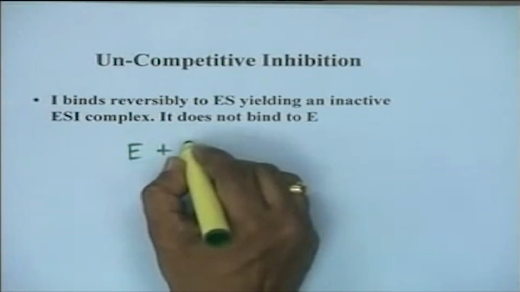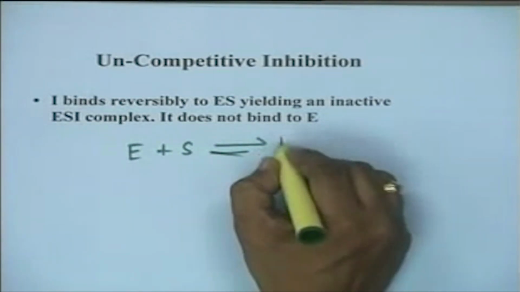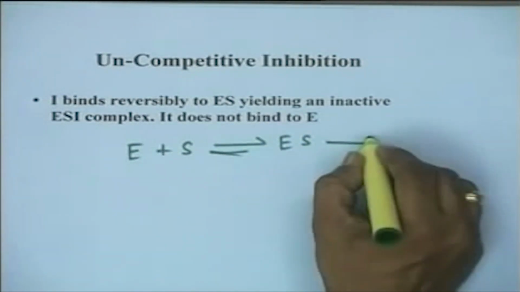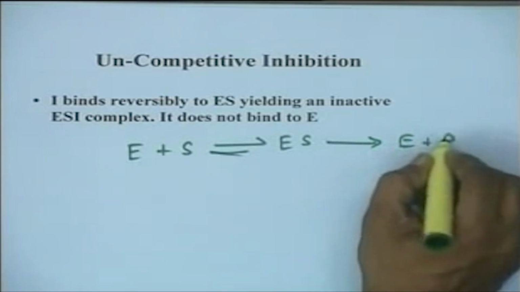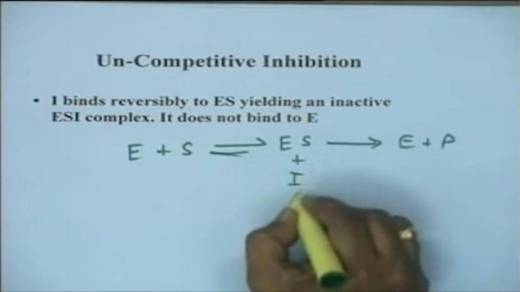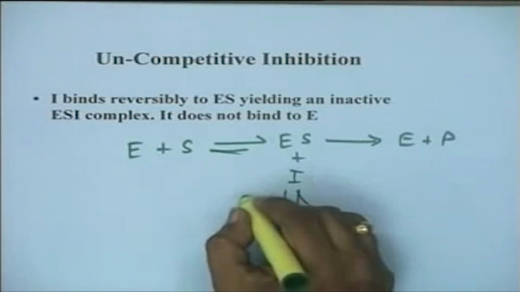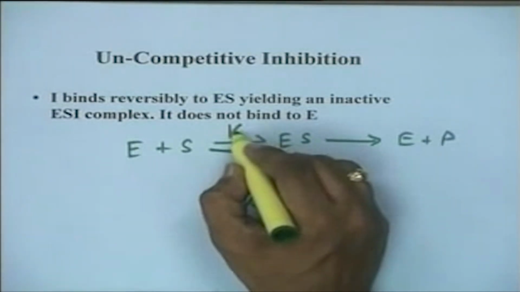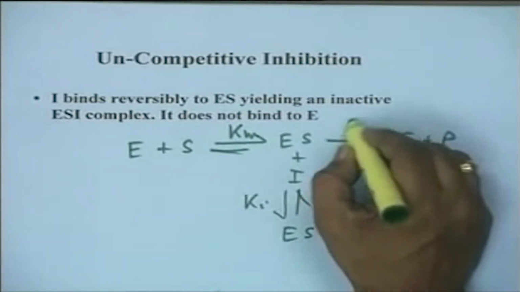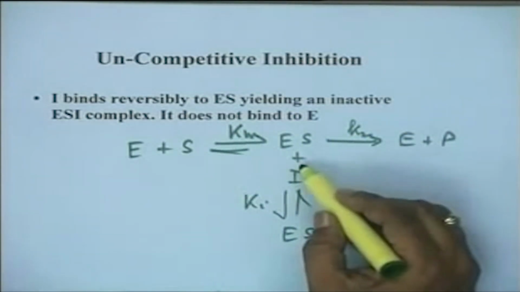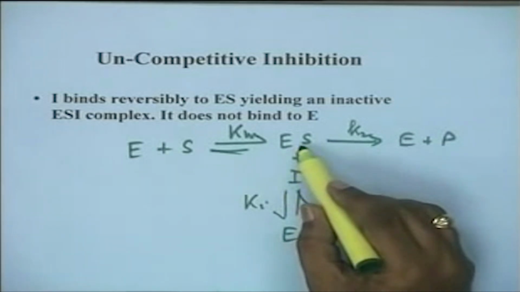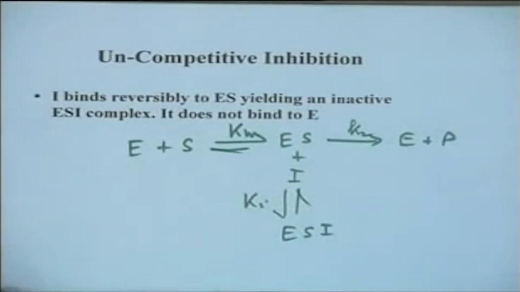So, essentially one can see ES giving E plus P, and this can bind to the inhibitor giving you ESI. Now, this is the dissociation constant Ki, the classical Km and K2. So, essentially the inhibitor can bind only to the ES complex and does not bind to the free enzyme.